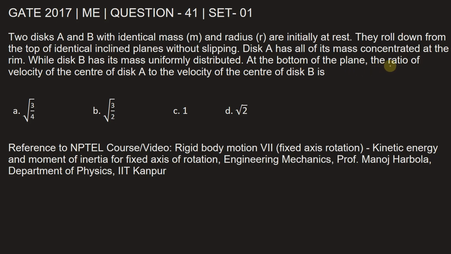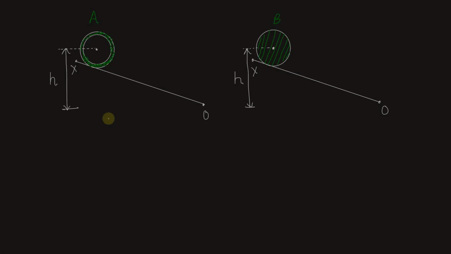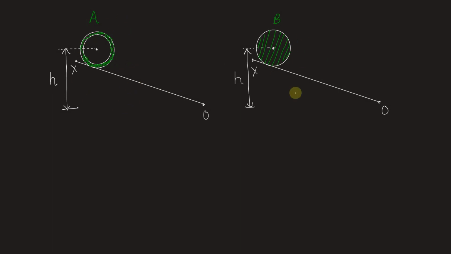At the bottom of the plane, the ratio of velocity of center of disc A to the velocity of center of disc B is. In the given situation, we have two cases. In first case, we have a disc A rolling down a plane OX from the height h, and in the second case, we have another disc B rolling down from the same plane with the same height. It is also given mass of A is equal to mass of B. We can write it equal to m, and radius of disc A is equal to radius of disc B. We can write it equal to r.